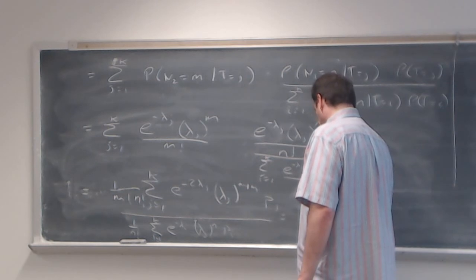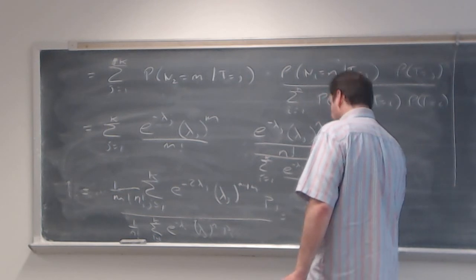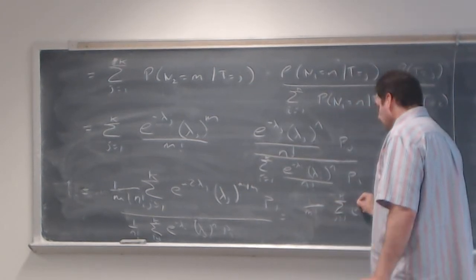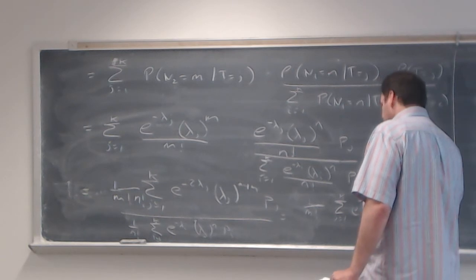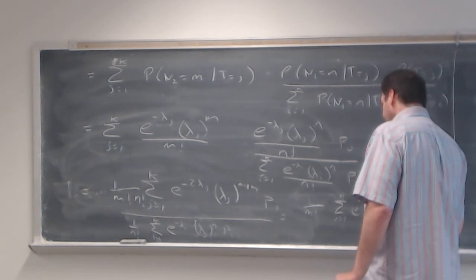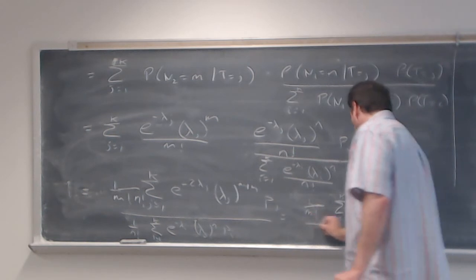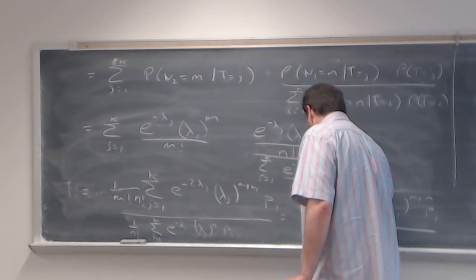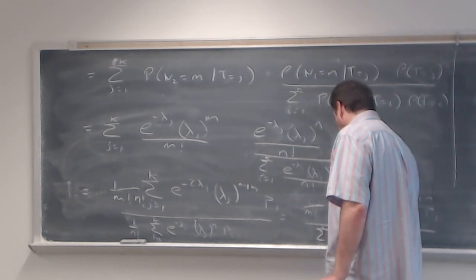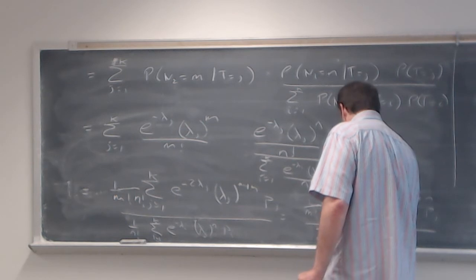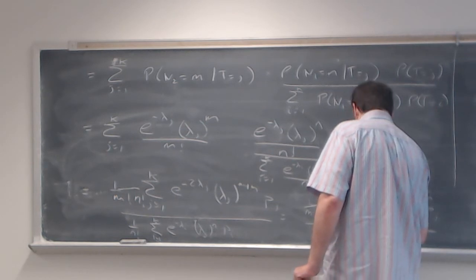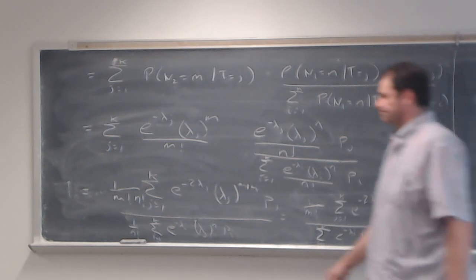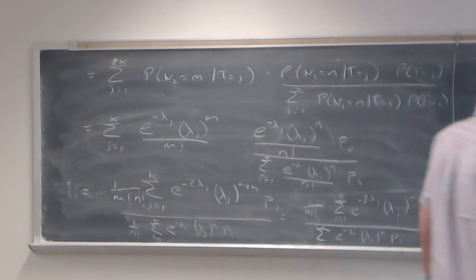We're left with 1 over m factorial, the sum as j runs from 1 to k, of e to the minus 2 lambda j raised to the m plus n times p sub j, all over the sum as i runs from 1 to k of e to the minus lambda i to the n p sub i. And so that's a form of answering about the best we can do. I want to look at one more example.